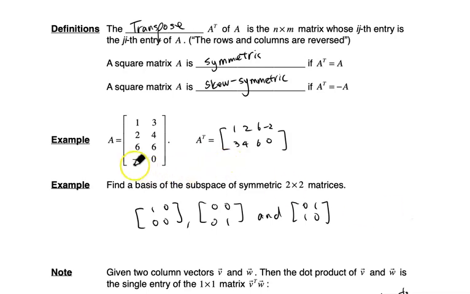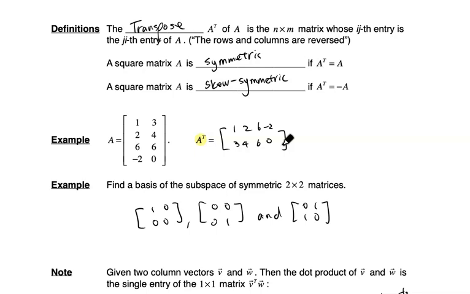Here's an example. If you had columns 1, 2, 6, negative 2 and 3, 4, 6, 0, now the transpose of A, written A^T, has 1, 2, 6, negative 2 as the first row, since it used to be the first column. And 3, 4, 6, 0 becomes the second row, since it used to be the second column.